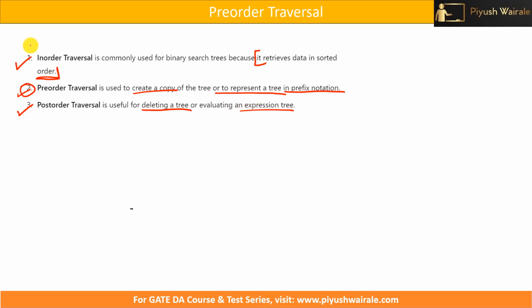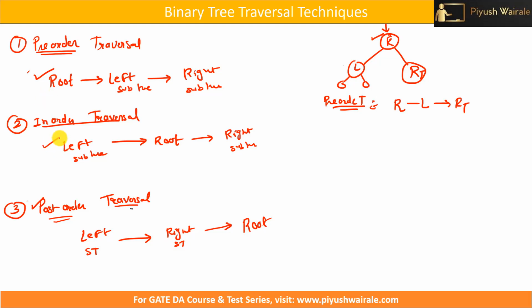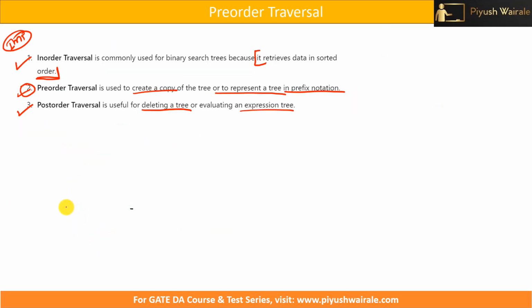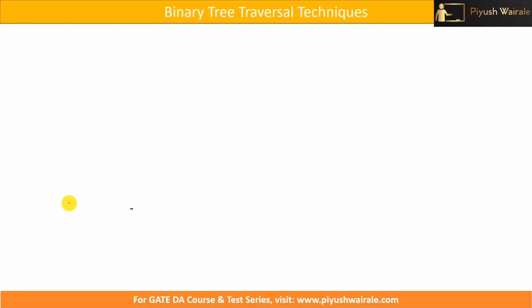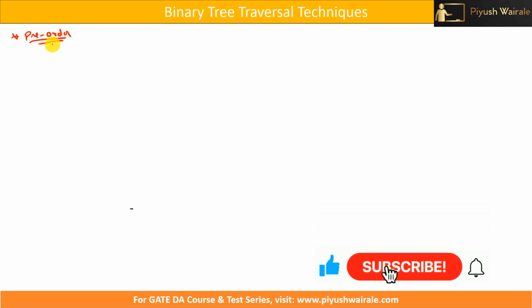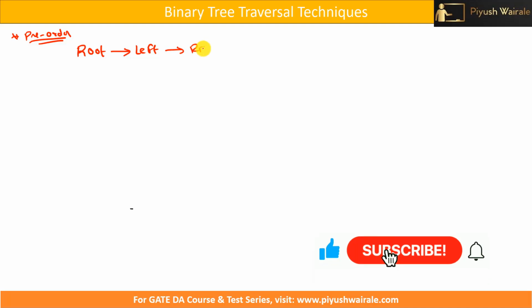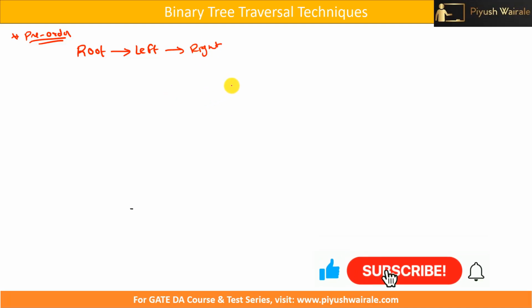Please keep a note of these important points. Very important. The important thing is in which order we are going to explore the nodes in each of these traversal techniques, and these points. Now let's discuss pre-order traversal. In pre-order, first we explore the root node, then we explore the left subtree, then we explore the right subtree. Right. Now let us consider a binary search tree.